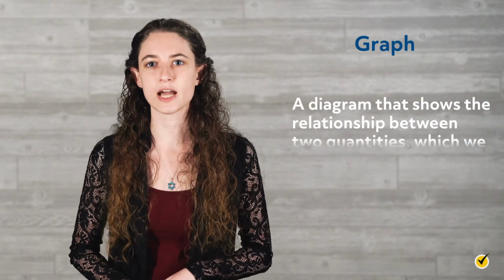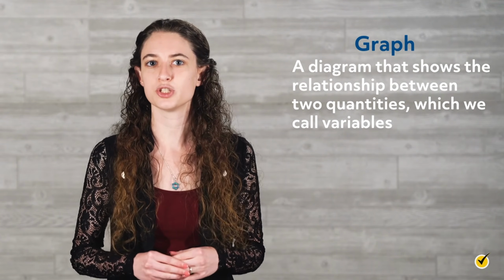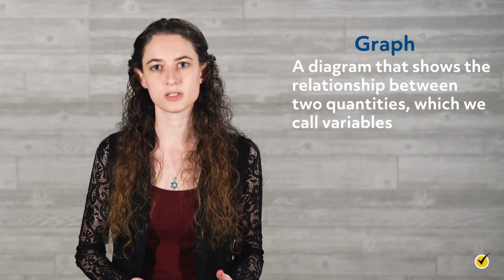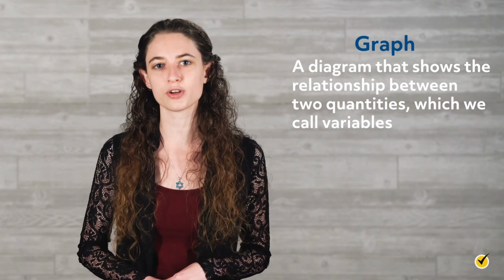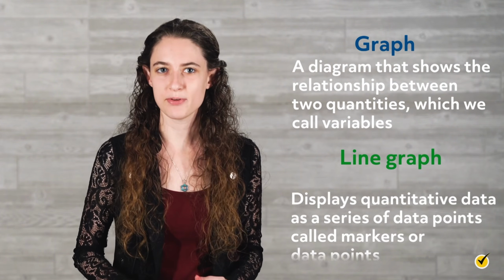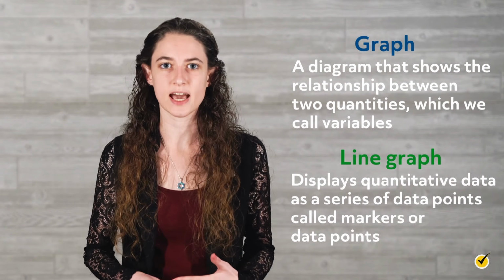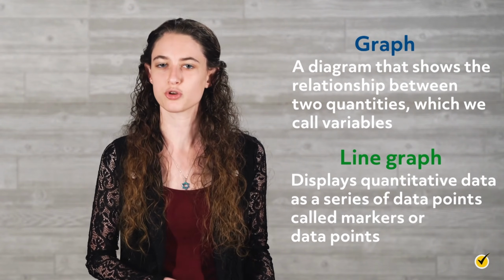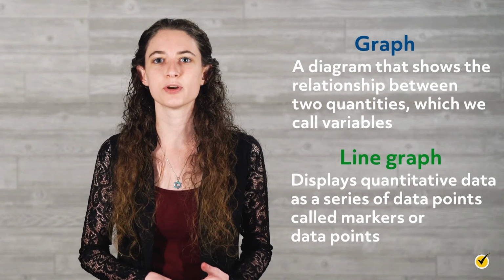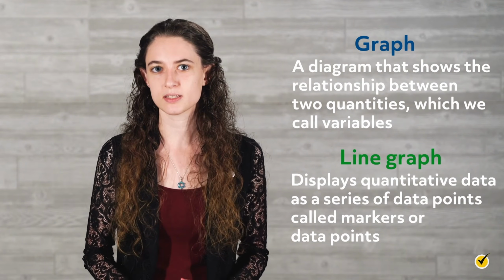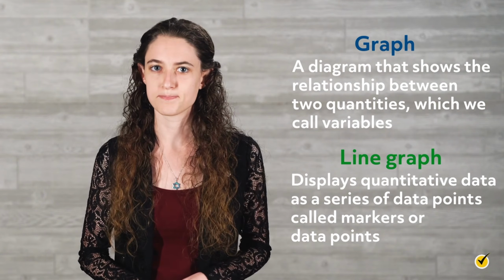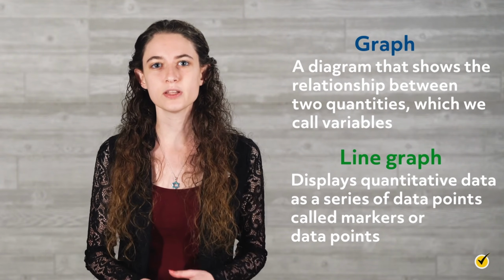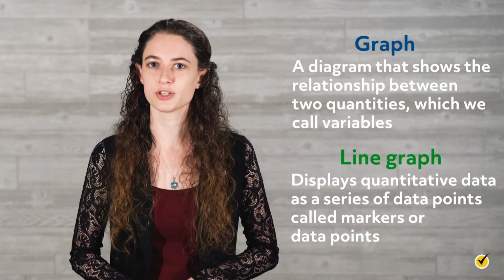First, a graph is a diagram that shows the relationship between 2 quantities, which we call variables. These variables are measured along the x-axis and y-axis on a coordinate plane. A line graph is a type of graph that displays quantitative data as a series of points called markers, or data points. These data points are connected by straight line segments. The connected data points show the relationship between 2 variables. A line graph is typically used to show information that changes over time.